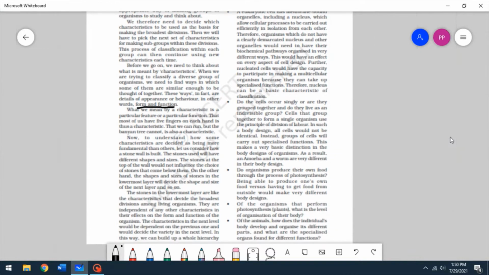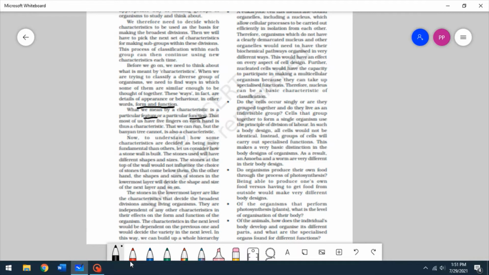So a characteristic is a particular feature or a particular function. One characteristic of humans is that they typically have 2 hands, 5 fingers on each hand, 2 legs, 5 toes on each leg. Those are the characteristics of humans. That's how humans typically are, right? They have 1 nose, 2 eyes, 2 ears, 1 mouth. That is a typical characteristic of humans.